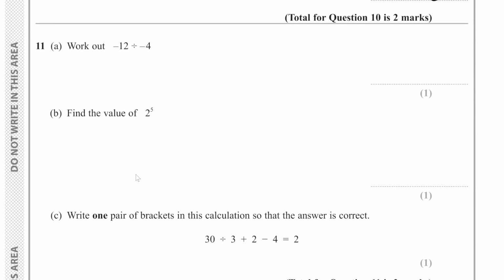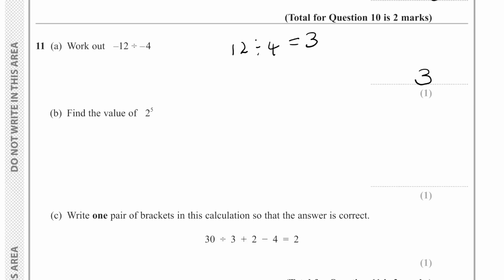Question 11, work out negative 12 divided by negative 4. A negative divided by a negative is positive. In the same way, a negative times a negative is positive. So a negative divided by negative is positive. 12 divided by 4. How many 4s make 12? It's 3.